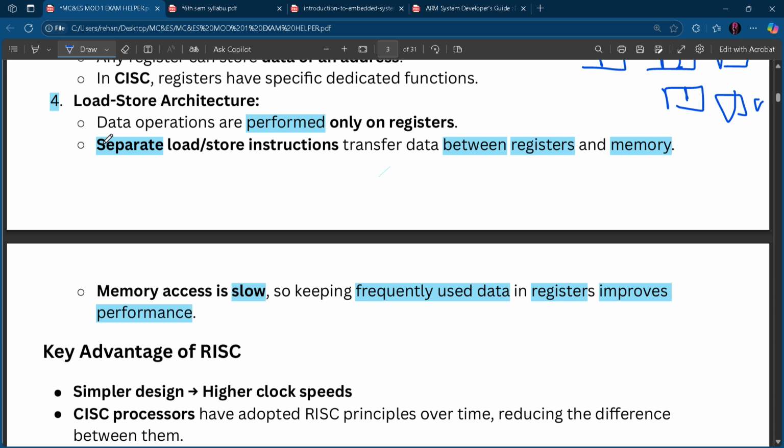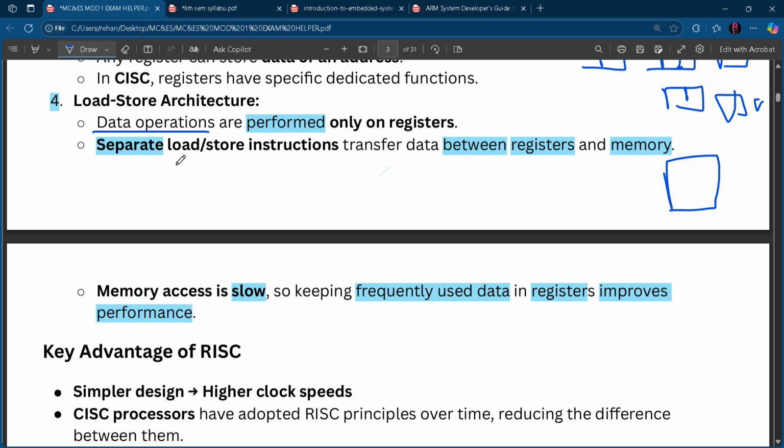Then finally, the fourth thing is load store architecture. So data operations are performed only on registers. You have to remember what data operations. Separate load store instructions transfer data between register and memory. If you know the bus diagram, you will be able to remember that there is memory and a few registers, the registers carry and perform everything, and then everything is updated in the memory, or whenever it is required it is loaded from the memory. So separate load and store instructions transfer data.